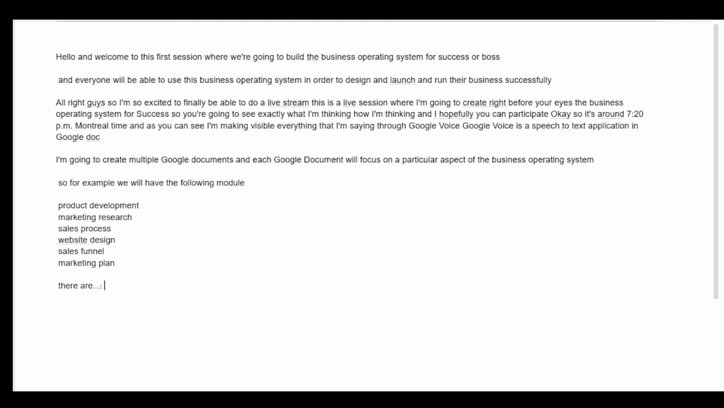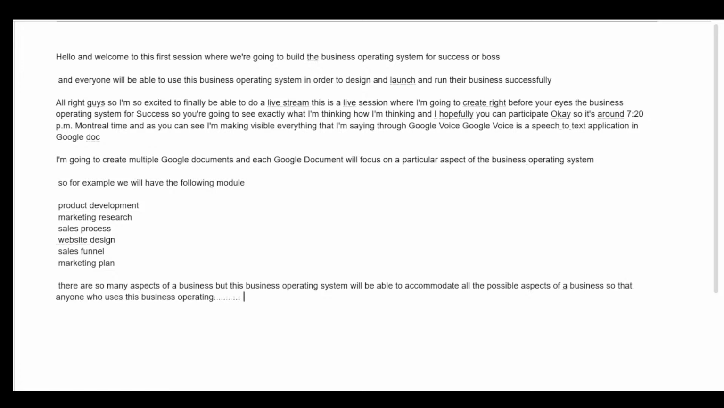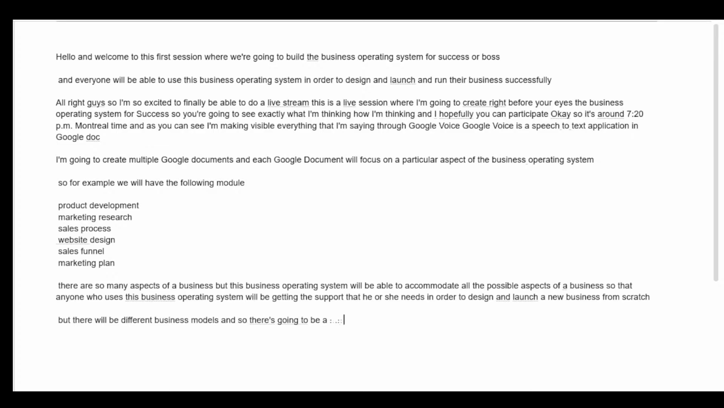There are so many aspects of a business, but this business operating system will be able to accommodate all the possible aspects of a business, so that anyone who uses this business operating system will be getting the support that he or she needs in order to design and launch a new business from scratch. But there will be different business models, and so there's going to be a separate business operating system for each business model.